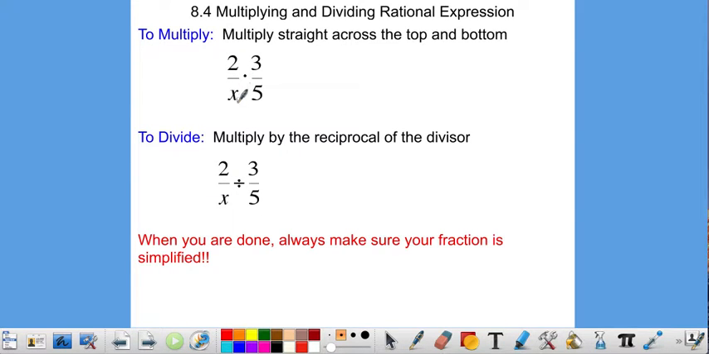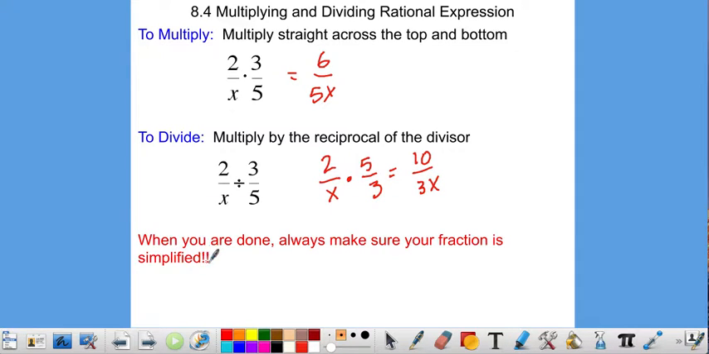So to multiply fractions or to multiply rational expressions, you just multiply numerator by numerator and denominator by denominator. This is kind of middle school level stuff, but we're going to make it a little more complicated in a second. But to multiply 2 over x by 3 over 5, you just do 2 times 3 over 5 times x. To divide, we know we have to multiply by the reciprocal. Dividing is the same thing as multiplying by the reciprocal. So 2 over x divided by 3 over 5 is the same thing as 2 over x times 5 over 3, which in this case is 10 over 3x.